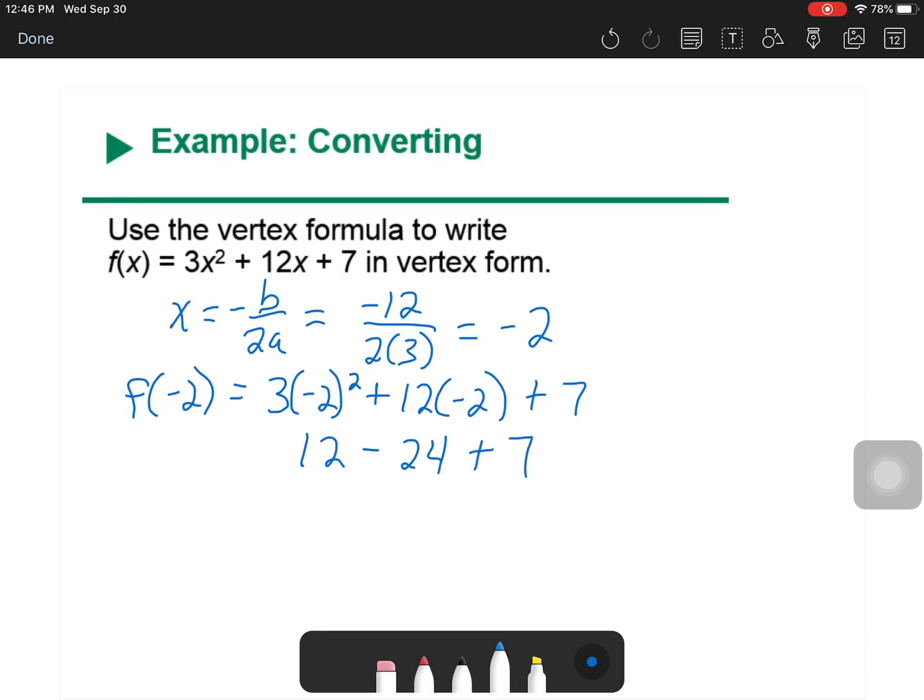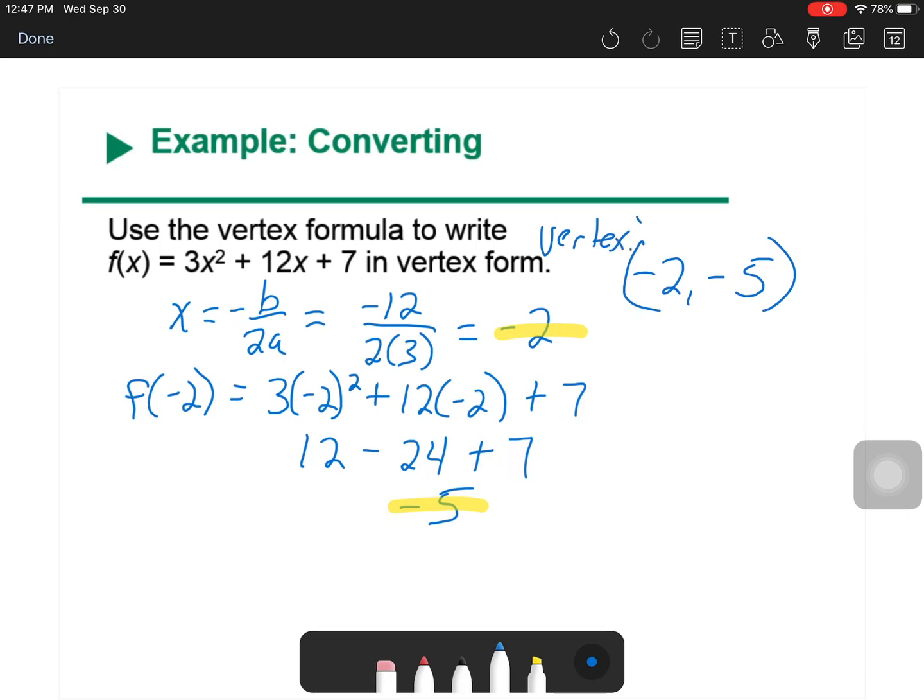12 minus 24 is negative 12, plus 7 is negative 5. Okay, so I've got a vertex. Right here I've got negative 2 for my x-coordinate, I have negative 5 for the y-coordinate. So negative 2, negative 5, that's going to be my vertex, okay?